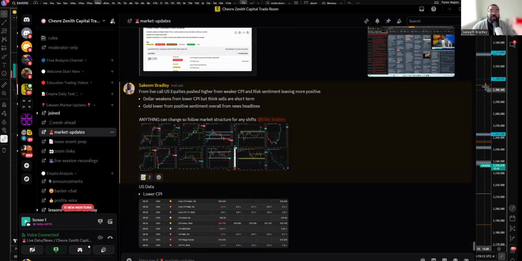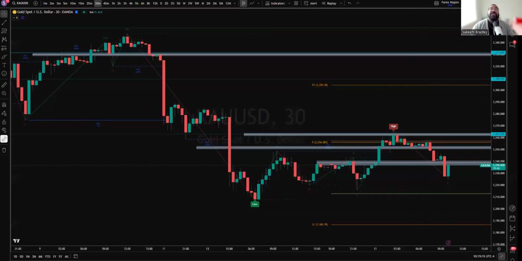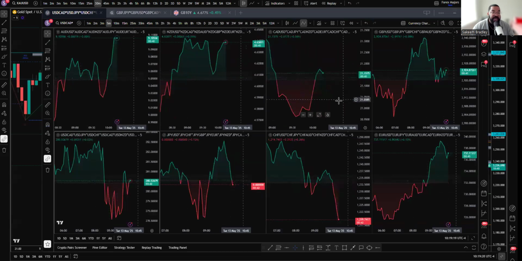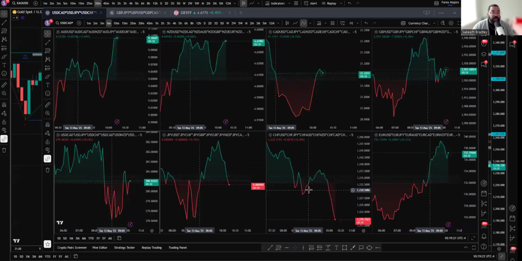We will see gold pushing lower, right? Just the reactions that we have here. AUD is stronger, NZD is stronger. We see CAD gaining a little strength. The yen is weaker and the Swiss is weaker. So for now, we got a risk on market today.